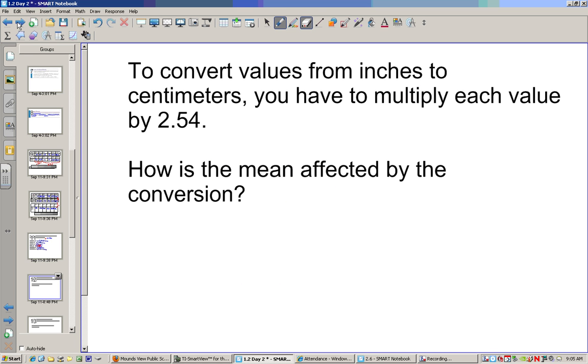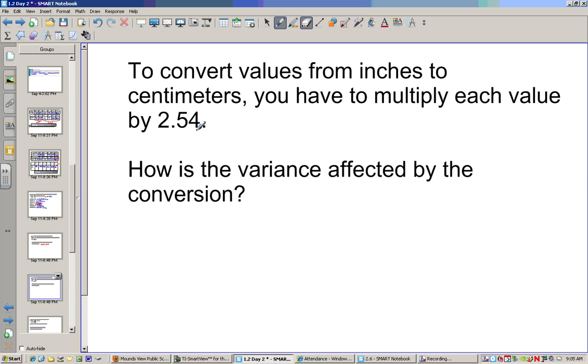All right, so what does this mean? Well, if I am going to convert inches to centimeters, I have to multiply each value by 2.54 in my data set. How is the mean affected? Well, I take the old mean and I multiply it by 2.54. Now, how is the variance affected? I'll take the old variance and multiply that not by 2.54, but 2.54 squared to get the new variance.